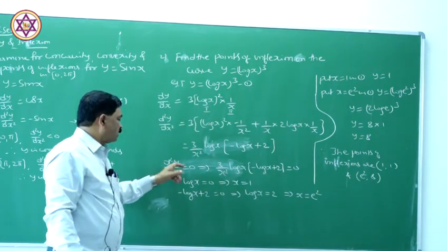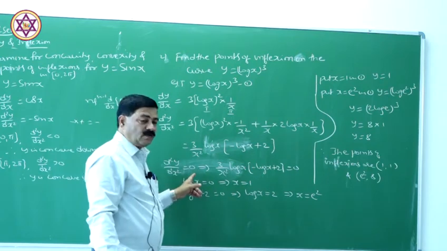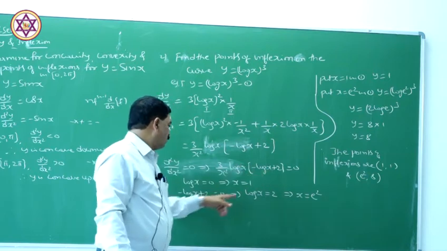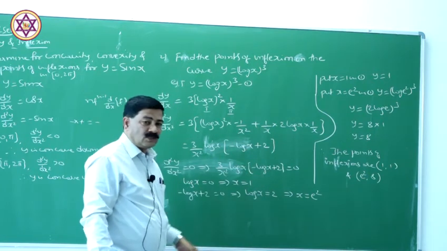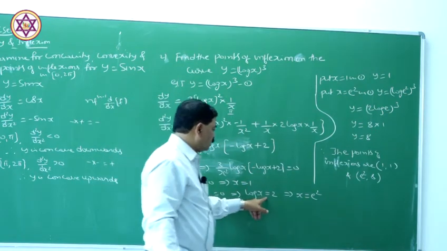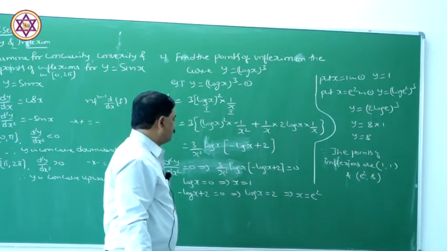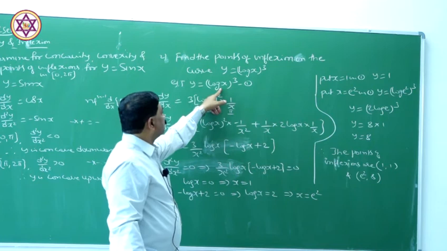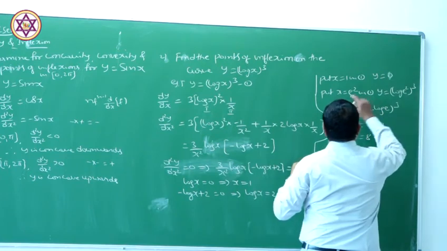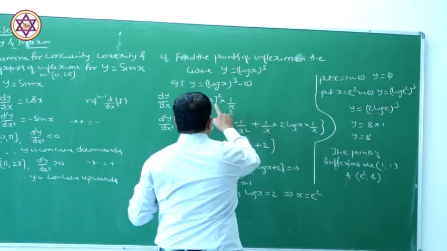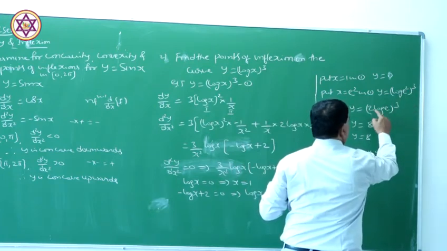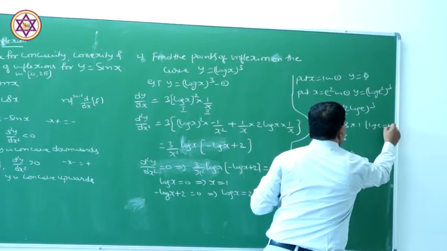Next, equate the second derivative to 0. After simplification, log x is equal to 0, which implies x is equal to 1 because log 1 is 0. Next, minus log x plus 2 is equal to 0, so log x is equal to 2, and x is equal to e squared. When x is equal to 1, log 1 is 0. When x is equal to e squared, we get (log e squared) whole cube, which is (2 log e) whole cube, 2 cube means 8, log e is 1, therefore 8.